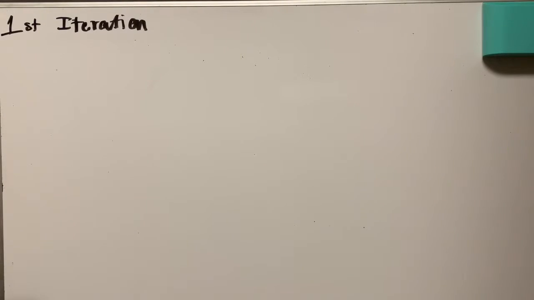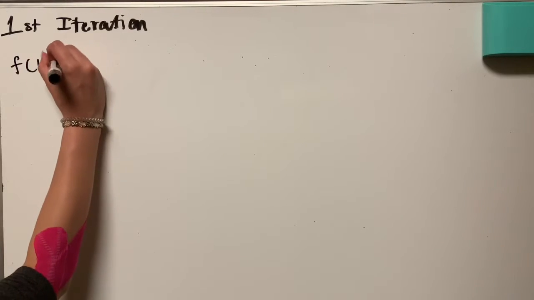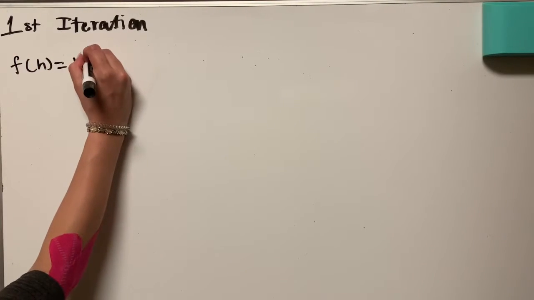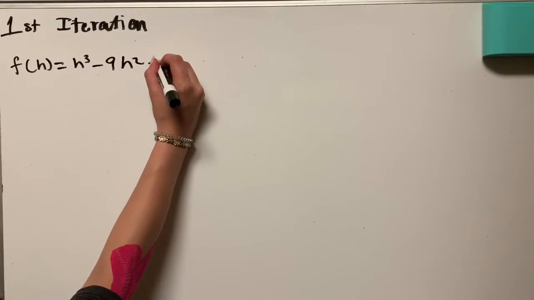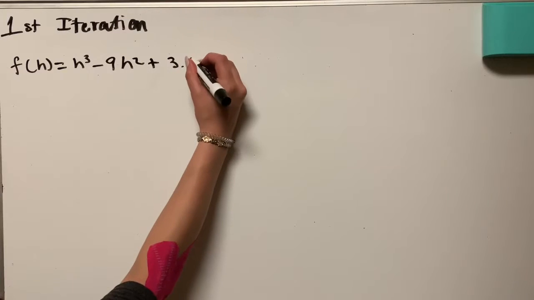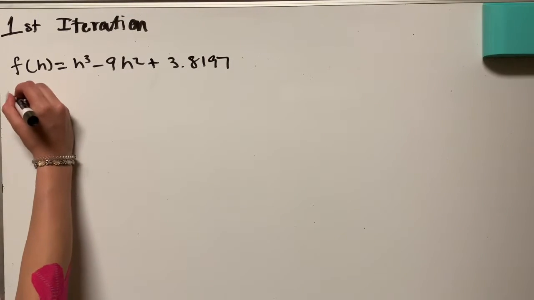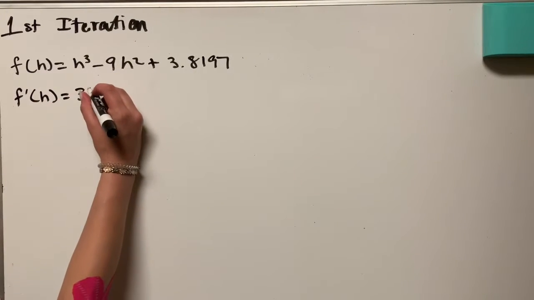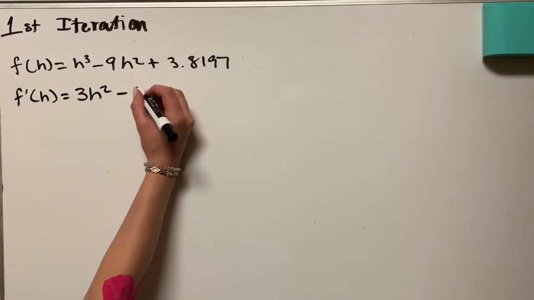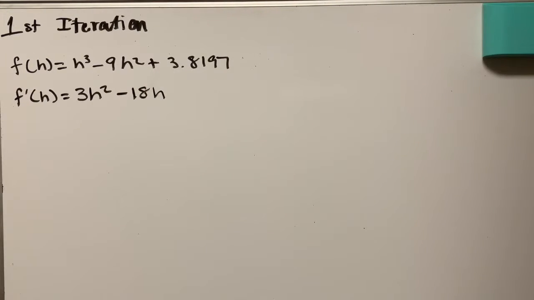Before we begin our first iteration, we're going to write down two formulas. We're going to write down the formula that they gave us for height, which is f of h equals h cubed minus 9h squared plus 3.8197. After that, we're going to find the f prime. And then the f prime is going to be f prime of h equals 3h squared minus 18h. Now using these two equations, we'll be able to plug in all our values that we need for Newton's method.